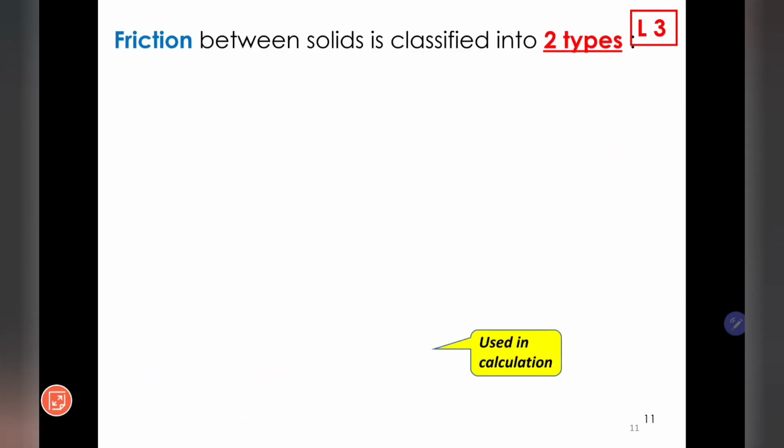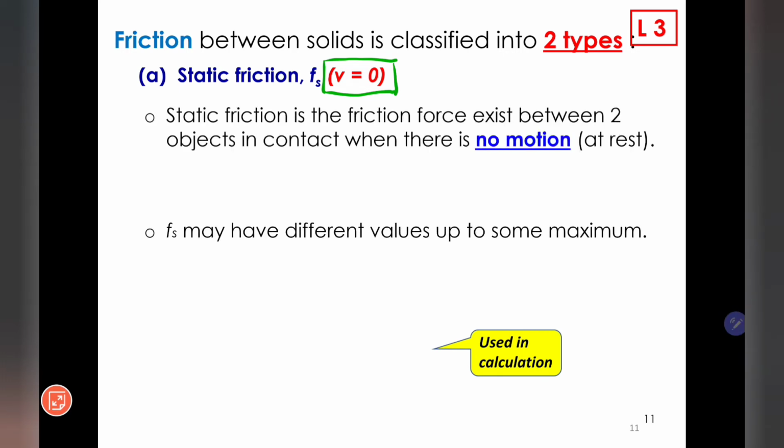Friction between solids is classified into two types. The first is static friction, and the symbol is Fs. It exists for any static object only, where the speed or velocity equals 0, a stationary object. So static friction is the friction force that exists between two objects in contact where there is no motion, or at rest. Again, this is the keyword: v equals 0.